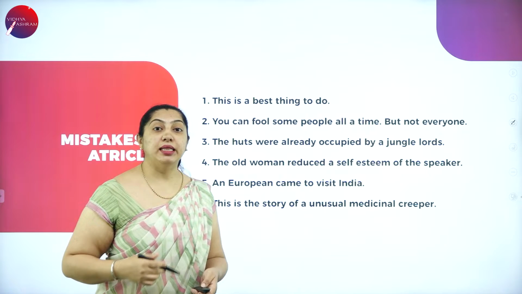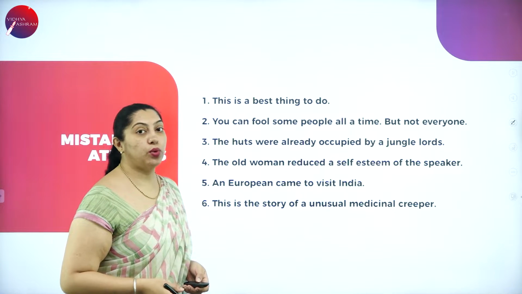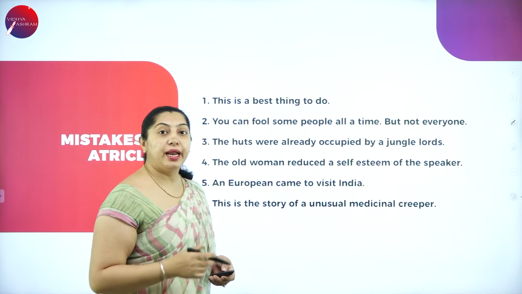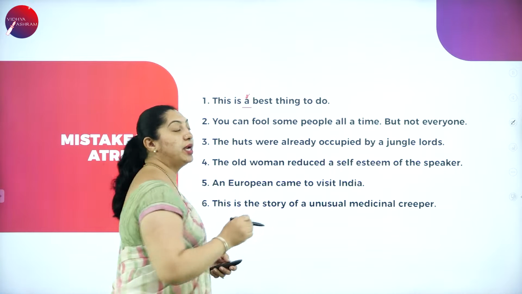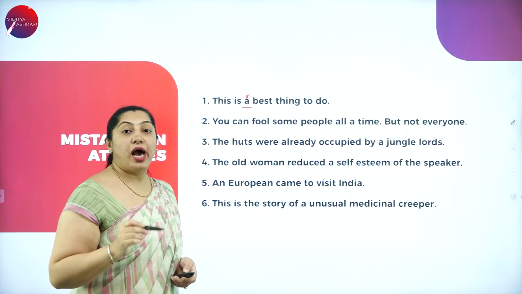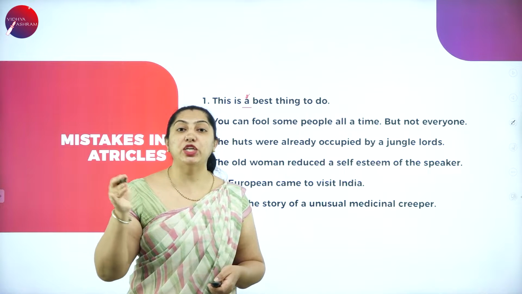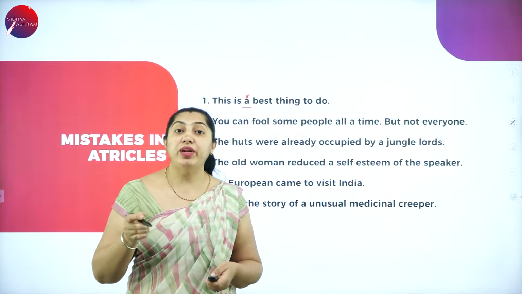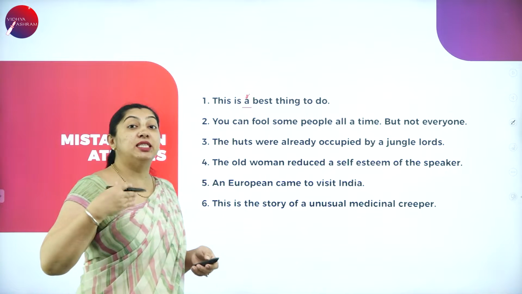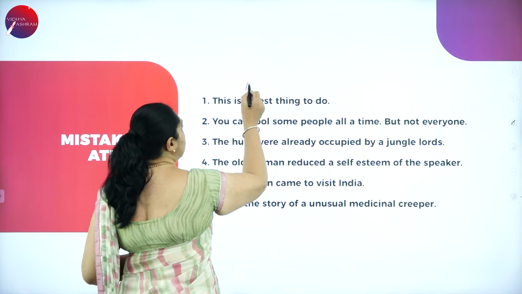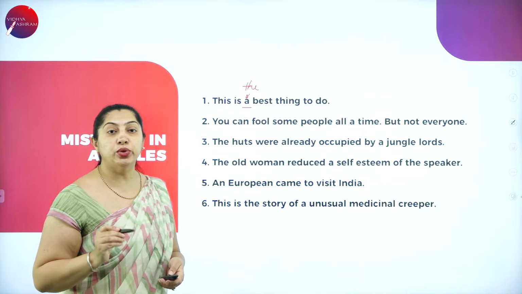Let's see the other examples here. This is a best thing to do. So what is the error in this sentence? It is a. A is wrong. It is not a best. So I have already told you about the 3 degrees: positive, comparative and superlative. When we write about the superlative degree, we use the article the. It is the best. So the answer is the. This is the best thing to do.